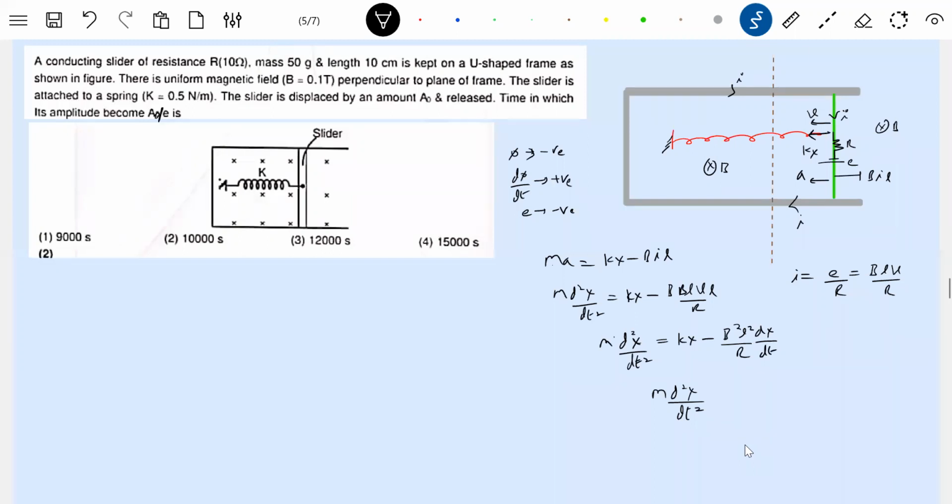Anything? No. I think some minimum common sense, SHM. What is there in that? If you displace like this, the spring force will act towards that. The spring will be compressed here, or elongated. We can do this problem for elongation or compression. B²L²/R dx/dt minus kx equals 0.